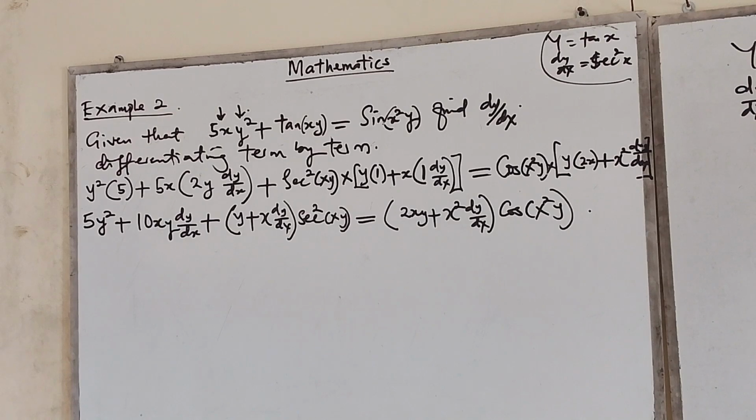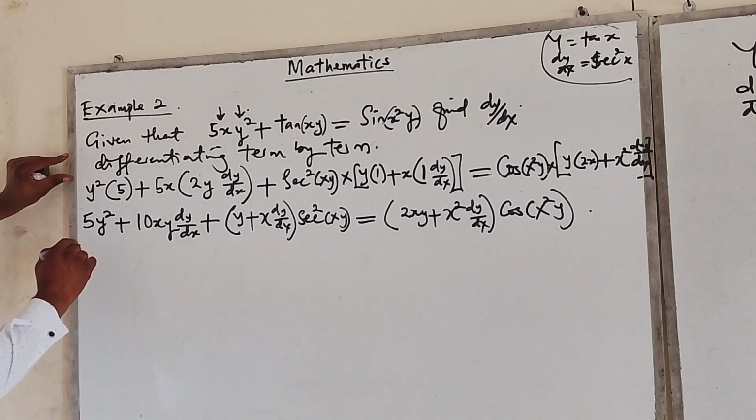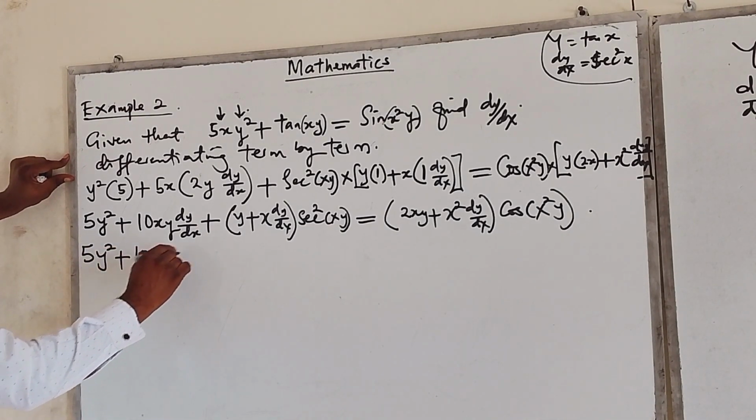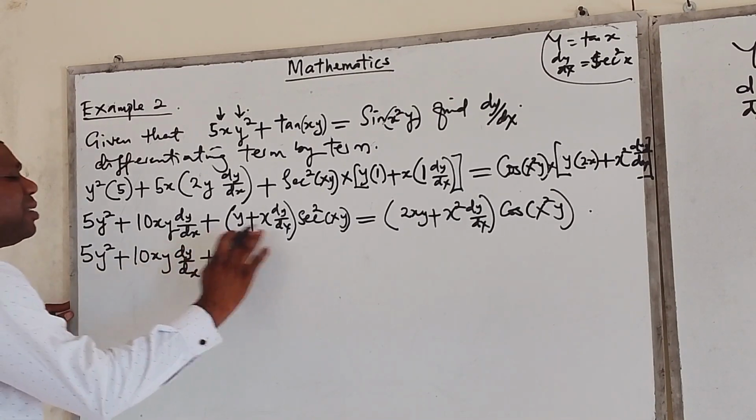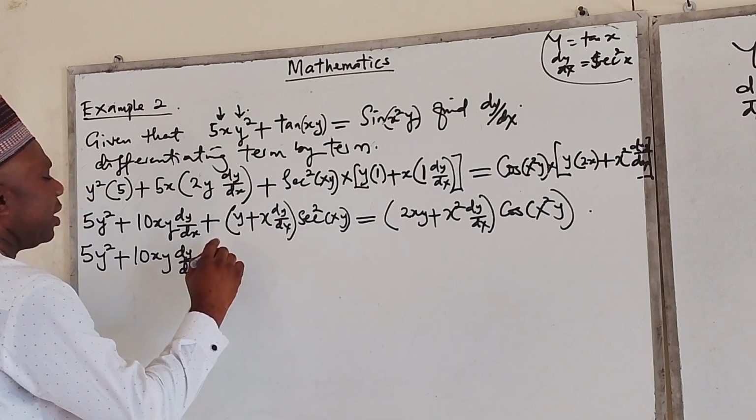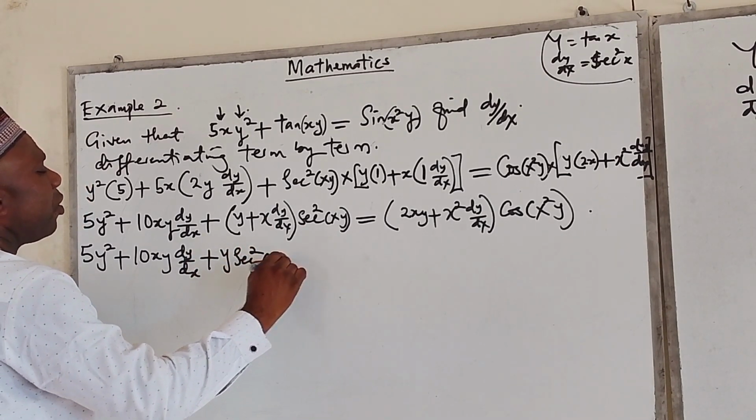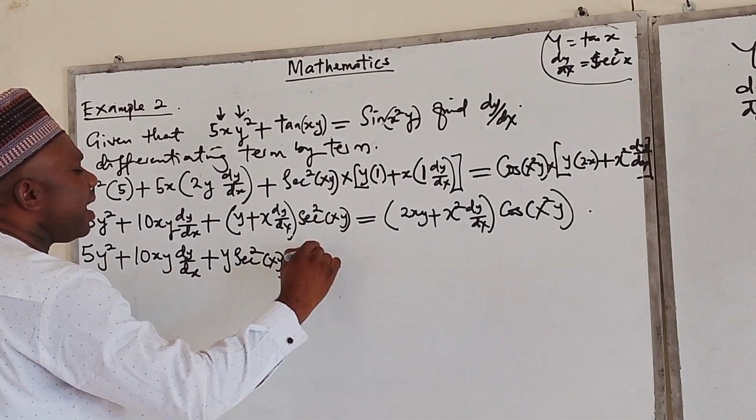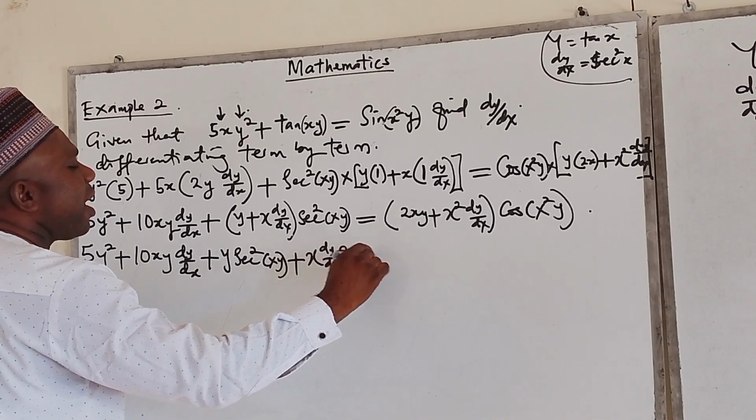Yes, times x squared y. Now we're going to expand this, and of course this. So expanding this, what we have now will be 5y squared plus 10xy dy/dx, plus, now y times sec squared xy gives y sec squared xy, plus x dy/dx times sec squared xy.